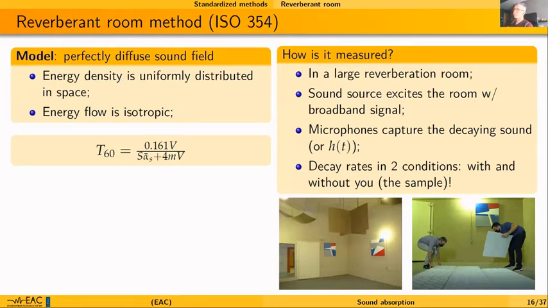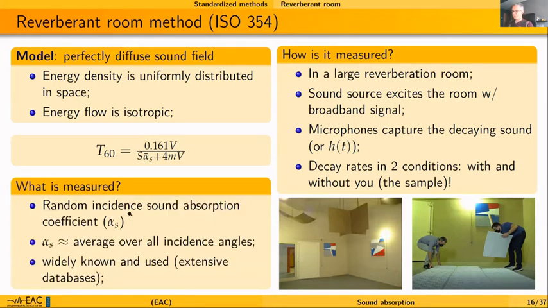That means also that the energy flow is dropping in the room, and if that's the case, then we can use the Sabine equation: measuring the reverberation time, we can compute the absorption. So usually it's measured in a large reverberation room. We excite the room with a broadband signal, and the microphones capture the decay or the impulse response in this sound field, and we measure with the sample or without the sample, compare the two situations, and retrieve the absorption of the sample.